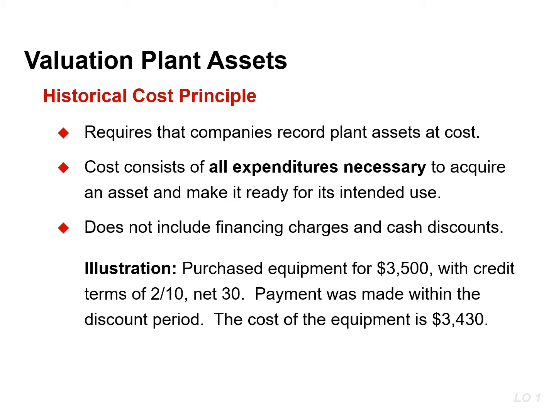For example, if a company purchases equipment with credit terms of 2/10 net 30 and they take advantage of the discount, they would reduce their cost by $70. So the cost of the equipment is not $3,500, but rather $3,430.